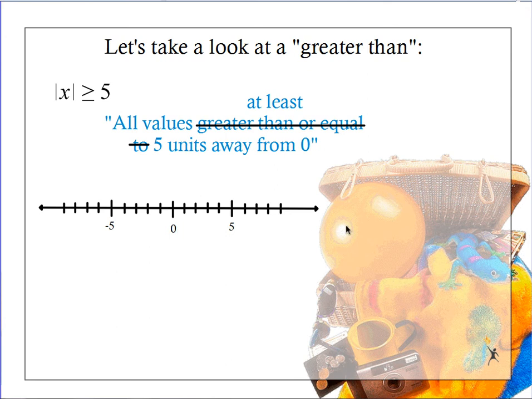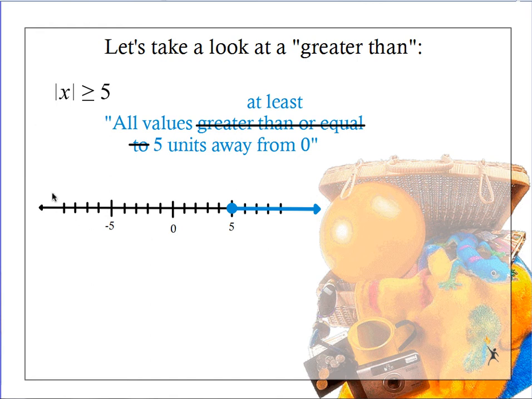To the right of 0, all numbers that are 5 or more units away from 0 start at 5, right? I couldn't include 1 or 2 or 3 or 4 or anything in between in that statement. But 5 is included in that group. 6, 10, 1,000, those would all be numbers that are 5 or more units away from 0. So I start at 5 with a solid dot and shade to the right.